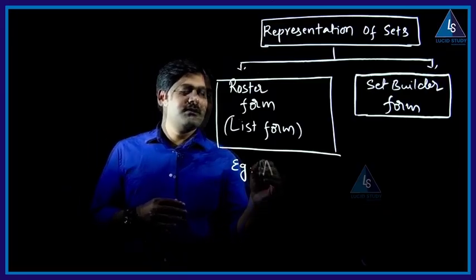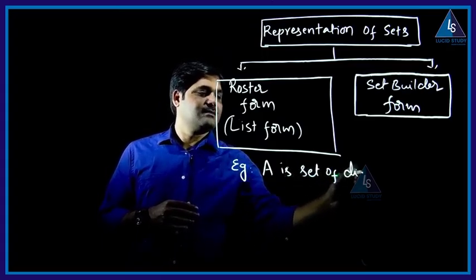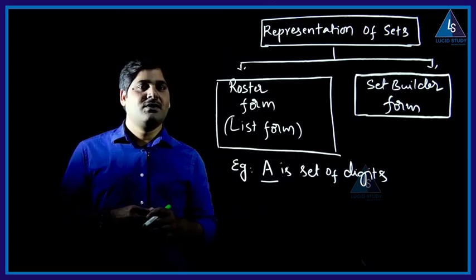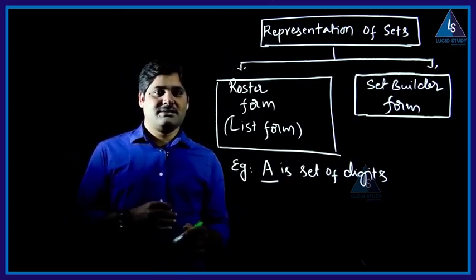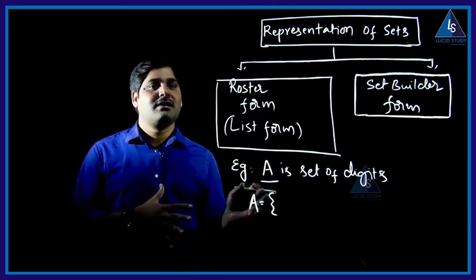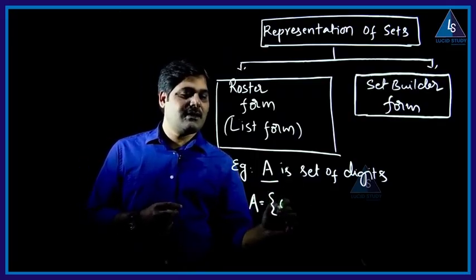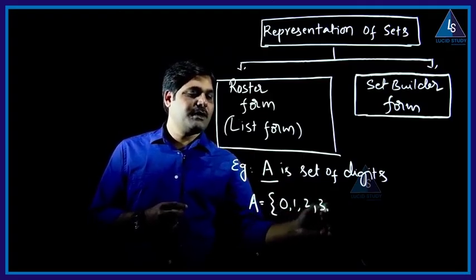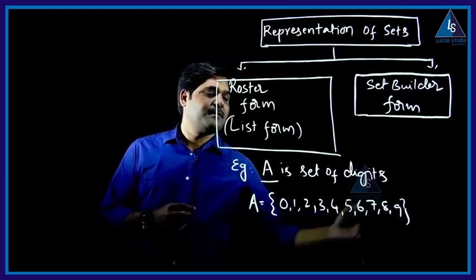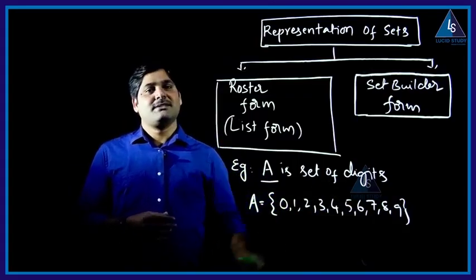So example, A is a set of digits. See here, I have written the name of the set as A. It is the set of digits. So A is equal to, how to represent this set? Inside curly braces, whatever the group of objects, we need to write. What are the objects inside this set? All the digits. Digits are 0, 1, 2, 3, 4, 5, 6, 7, 8, 9. Okay, this is the set. See here I separated with commas.